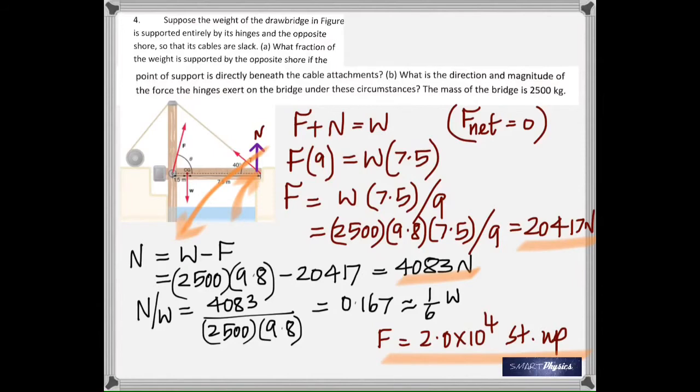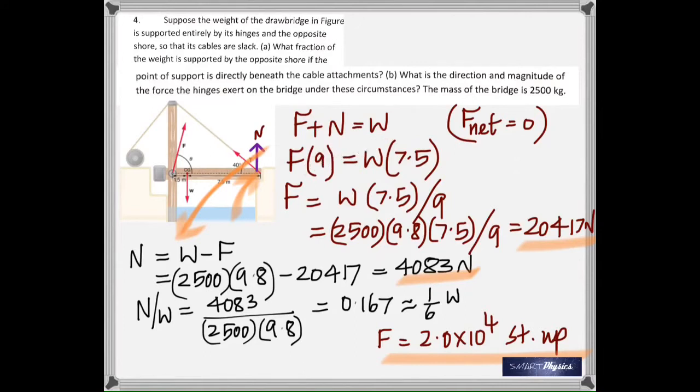So actually in this case, you only need to consider three forces. Normal reaction N upwards, F also upwards, and the weight downwards. There are two conditions for static equilibrium. The first condition is that the sum of the forces in the upward direction must be equal to the sum of forces in the downward direction. Now, F and N both acting up, so F plus N is W, and that's the first condition.